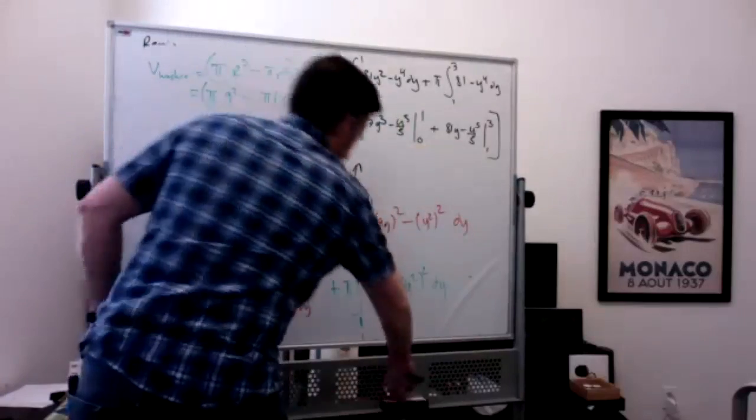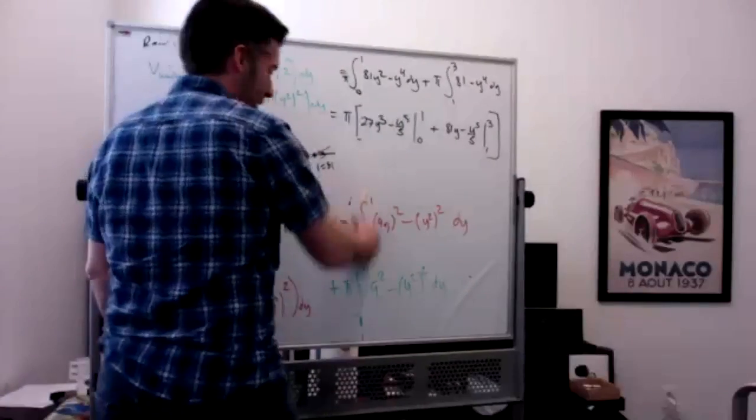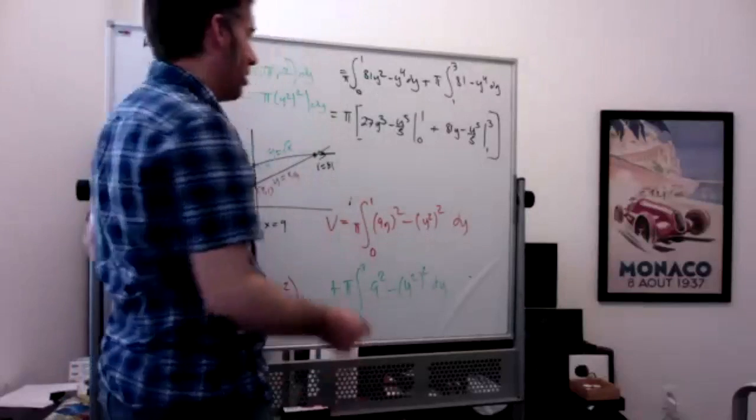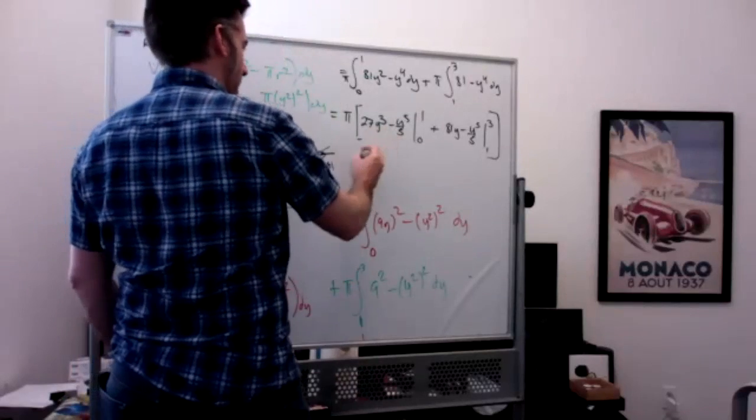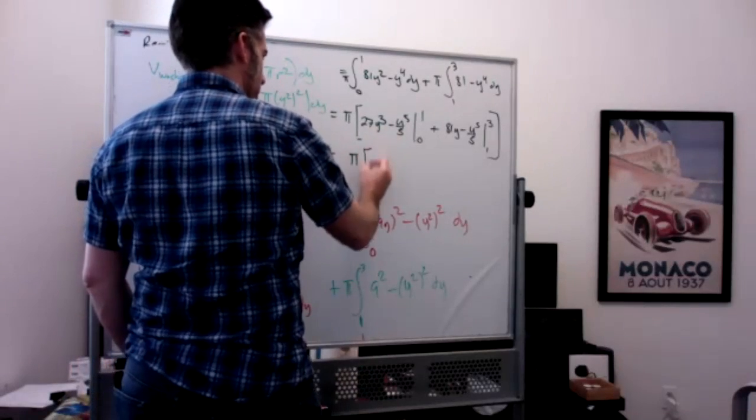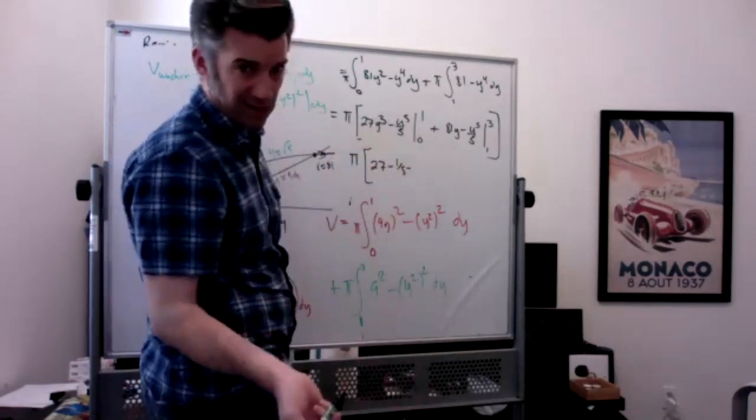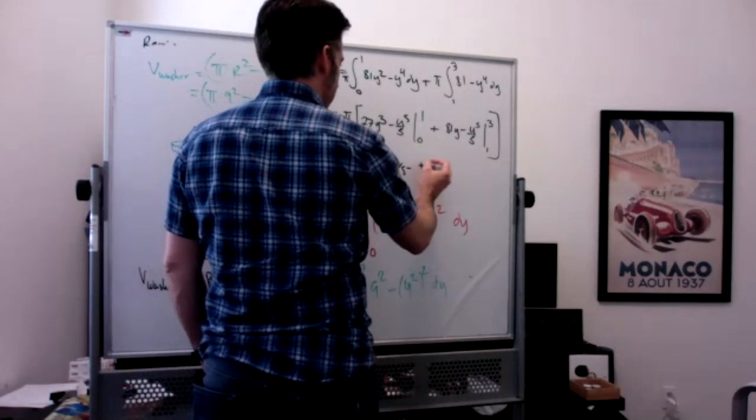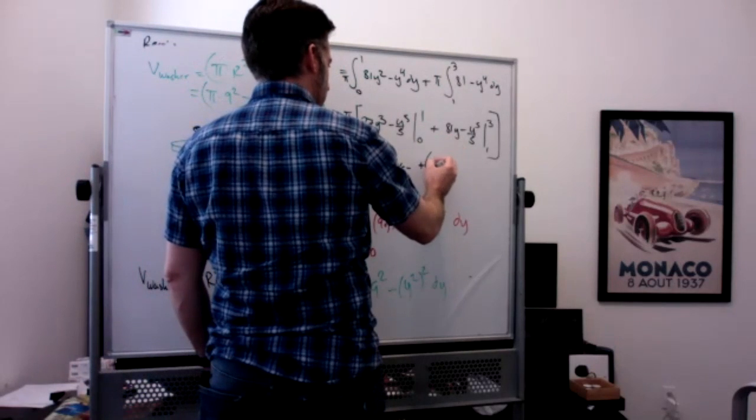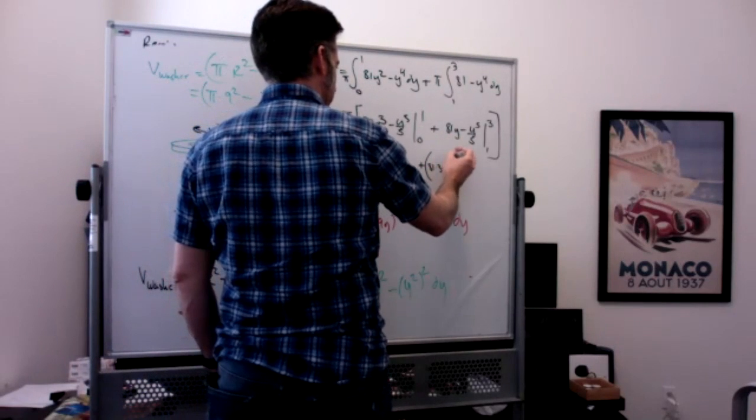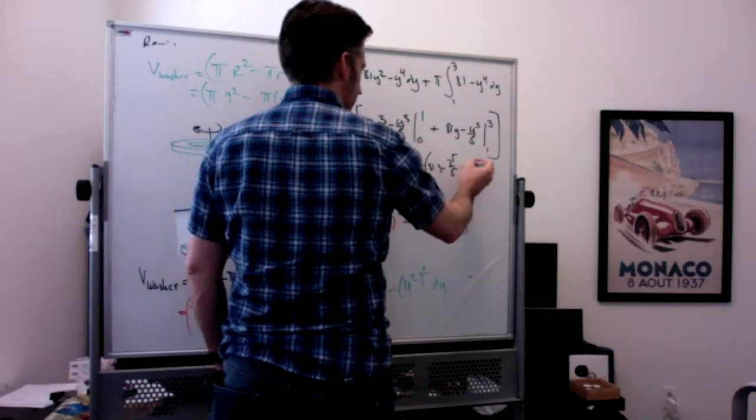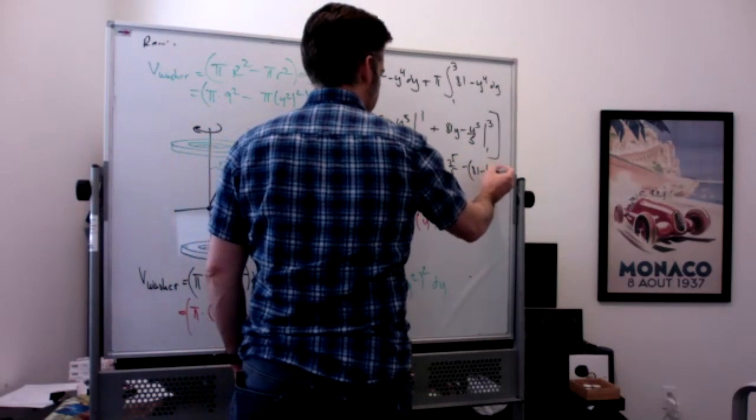I would maybe consider stopping there if I was really short on time, or if I wasn't, I would plug in what I would get. So I get pi times 27 minus 1/5, plugging in 0 to 0, plus 81 times 3 minus 3 to the 5th over 5 minus 81 minus 1/5.